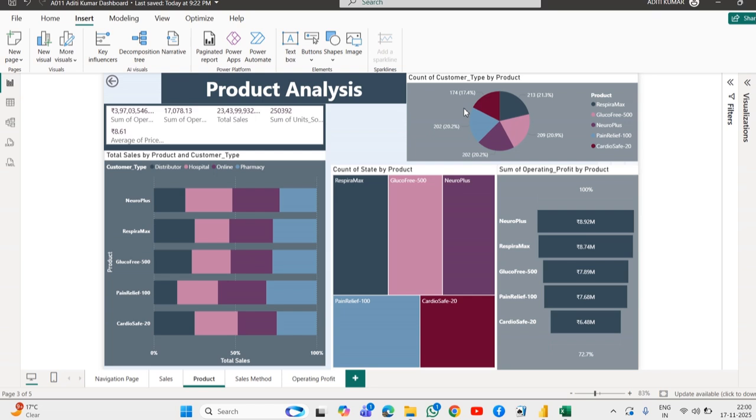And why I have used this is because it shows a distribution of the customer adoption, and it denotes the product popularity. So which product basically is more popular in what particular segment, and what particular type of customer is focusing more on the purchase of that particular product.